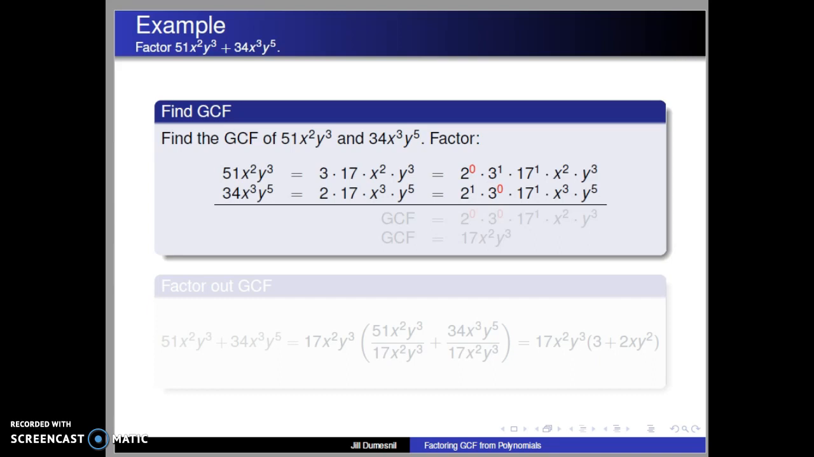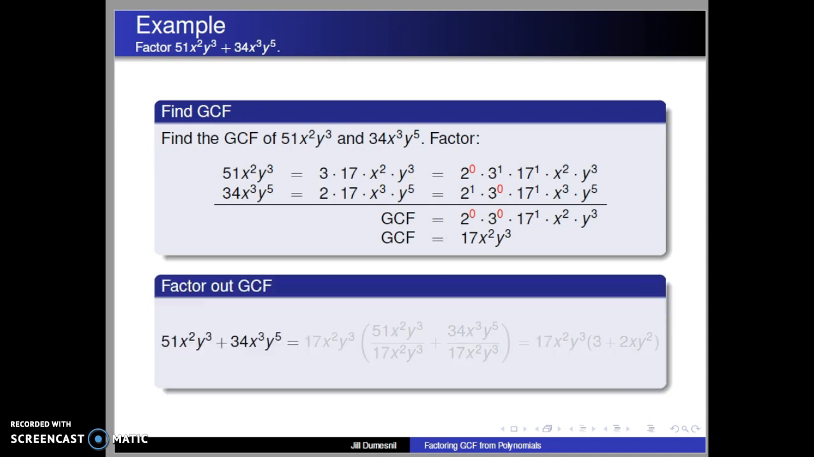Notice that for convenience, we've included factors of 2 to the 0 and 3 to the 0 to keep our common factors lined up nicely. This also helps in the next step. The greatest common factor is the product of the common factors to the lowest exponent to which that factor occurs. 2 and 3 are not really common factors since they don't occur in both factorizations, but using 0 exponents makes this easy to see. So the greatest common factor is 17x squared y cubed.